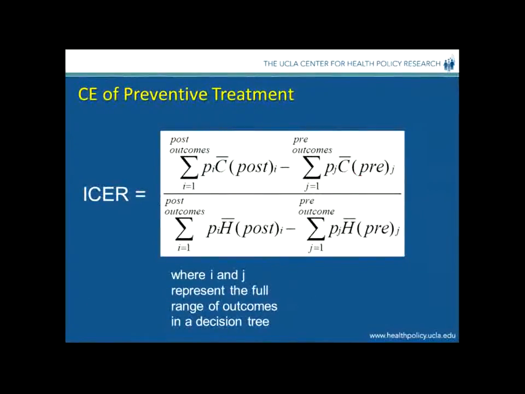This is what the ICER looks like mathematically. Again, my goal is not to overwhelm you with mathematics and formulas, but the idea is that basically it's a matter of multiplying the probability of being in each of these states times the average cost, which is C bar, or the average health consequence, H bar. And you can basically represent the ICER in this way. I know it looks like a lot of math, but it's relatively speaking an easy calculation.